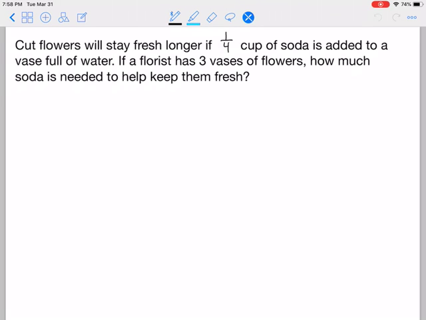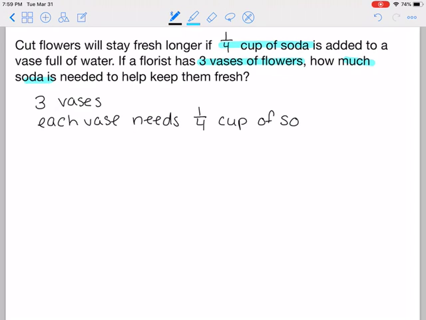It says, cut flowers will stay fresh longer if 1/4 cup of soda is added to a vase full of water. If a florist has 3 vases of flowers, how much soda is needed to keep them fresh? So here's what we know. We know that he has 3 vases of flowers, and each vase needs 1/4 cup of soda put into that water.